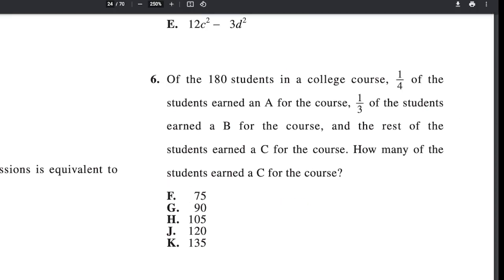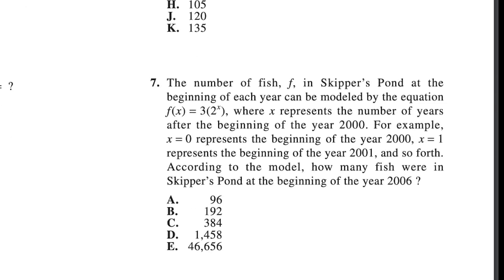Okay. Number 7. This is an exponential rate kind of problem, I believe. So this is the number of fish in Skipper's Pond at the beginning of each year can be modeled by this equation, which x represents the number of years at the beginning of the year 2000. For example, x equals 2 represents the beginning of the year 2000, x equals 1 represents the year 2001. How many fish were in Skipper's Pond beginning of the year 2006? So we just plug in 6 into this equation. 2 to the power of 6 is 64, and then it's just 64 times 3. And that's 192. So number 7 is B.